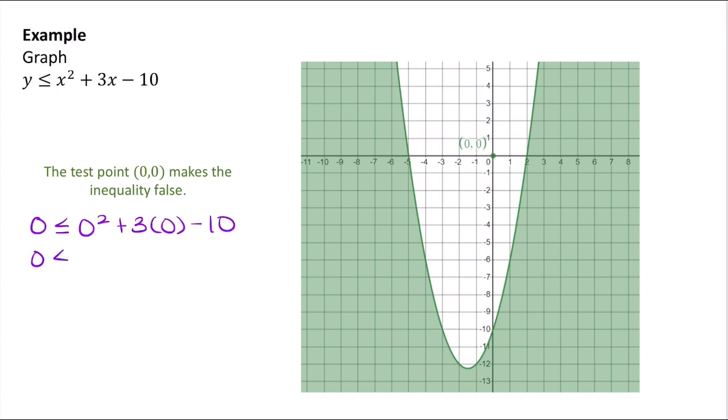So that's 0 is less than or equal to 0 plus 0 minus 10, which is 0 is less than or equal to negative 10. That is false, so that's why we've shaded outside, not including 0, 0.